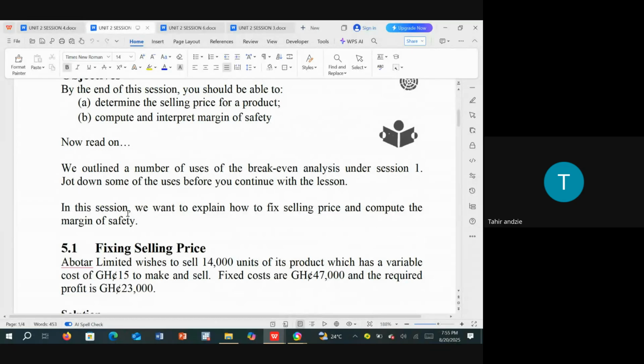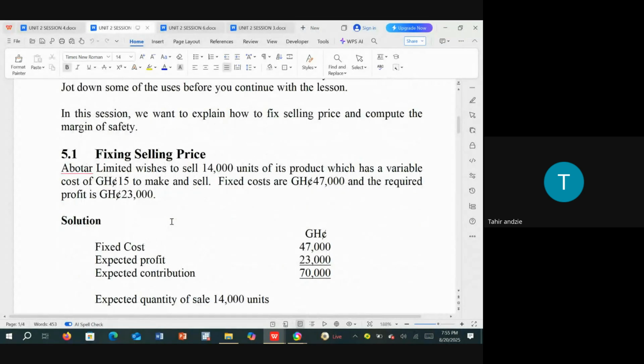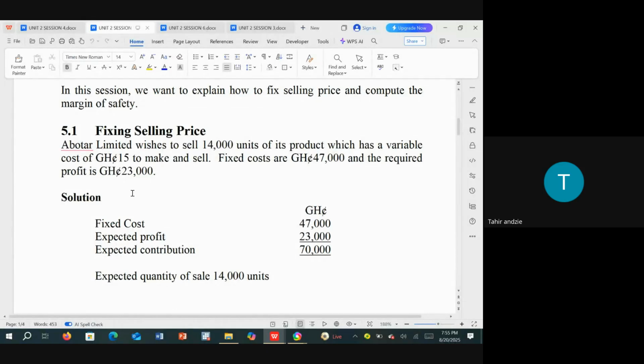So in this session, we want to explain how to fix selling price and compute the margin of safety. We are told that break-even analysis can be used to determine the selling price or to even determine the prices at different market differentiation. So, fixing selling price using the break-even analysis. Let us see a question here.